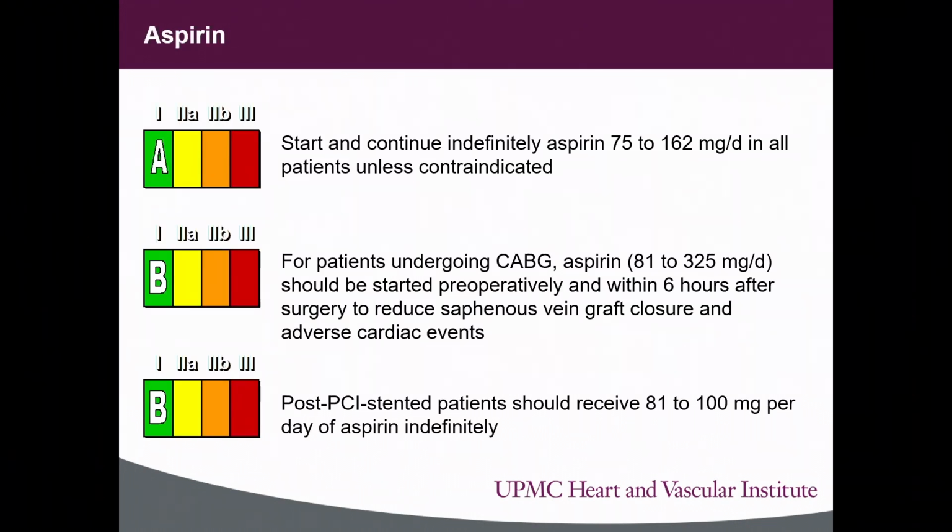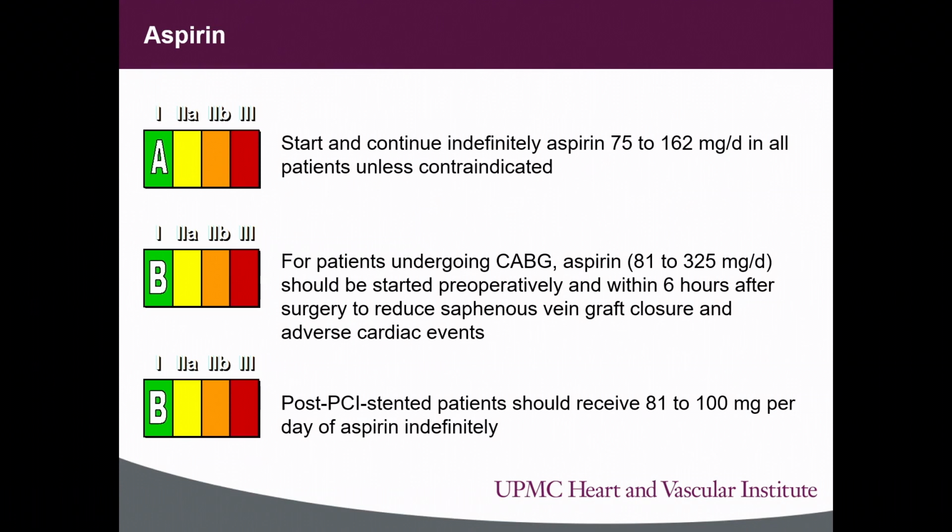So let's look at aspirin. It's a class 1 indication, level of evidence A, to start and continue aspirin indefinitely in all patients with coronary disease unless contraindicated. Keeping in mind some of the more recent literature where people are wondering whether aspirin is still worthwhile, that is in patients for primary prevention and also who meet certain criteria. So if a patient has had significant coronary artery disease and a heart attack in the past, they should be on aspirin lifelong. That's not something that's controversial at this point.